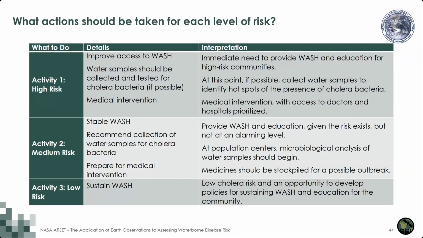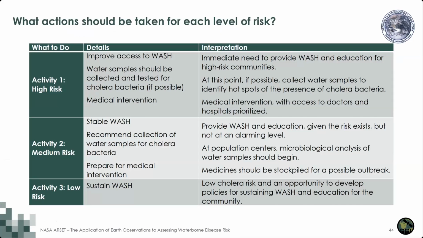And then if there's the possibility of collecting water samples to identify hotspots for cholera presence, then that would be ideal. But unfortunately, a lot of these regions don't have the supplies to do that. So this is more of a best case scenario if we're able to do that. And then obviously medical intervention, getting access to doctors and hospitals should be prioritized, as well as distributing any medical supplies to the more cholera prone regions.